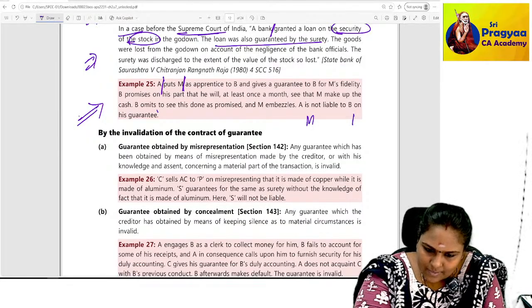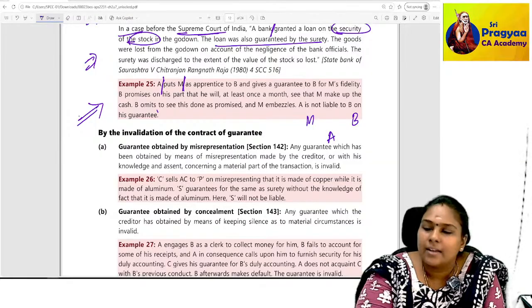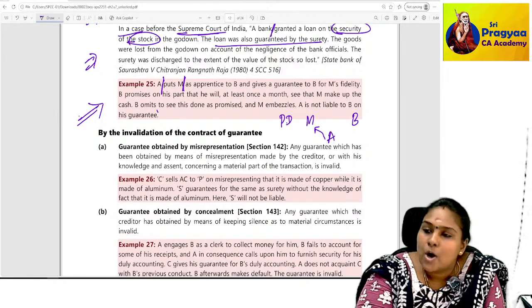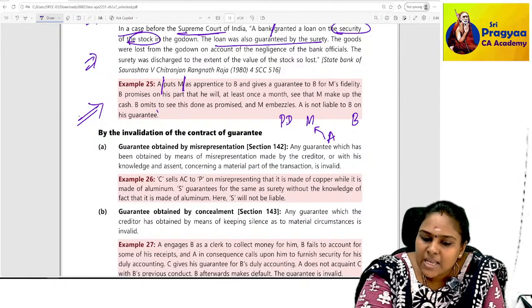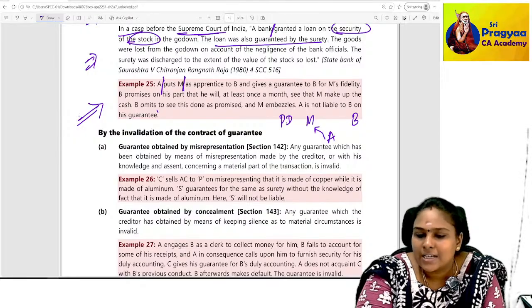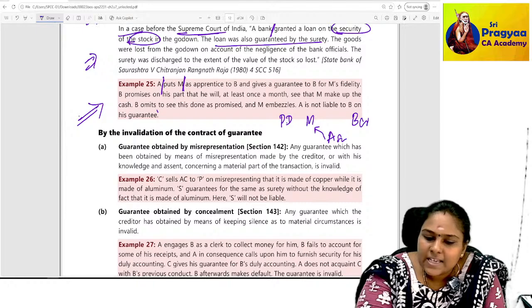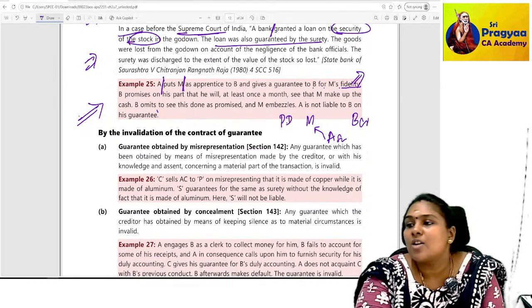M, B, A. M is the principal debtor because A is standing as surety for M. B is the employer, the creditor, and A stands as a surety. So A gives a guarantee to B for M's fidelity. What it means: trust and confidence.